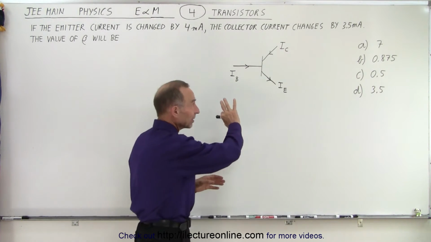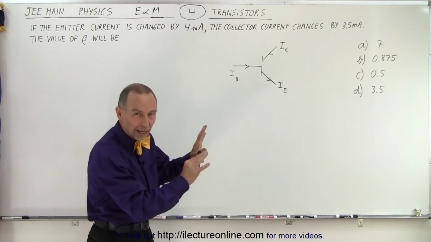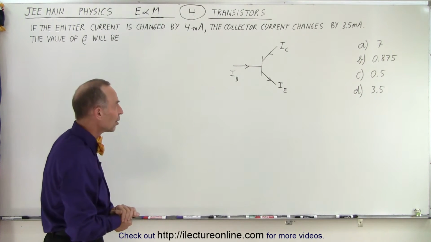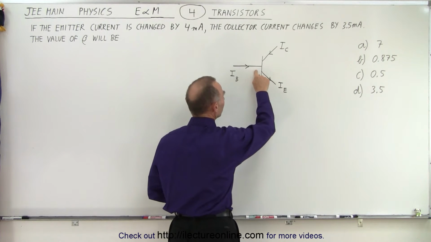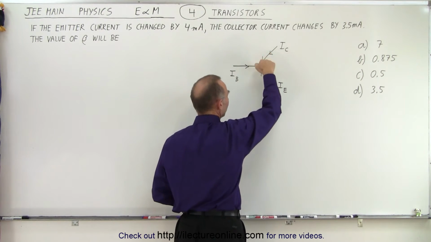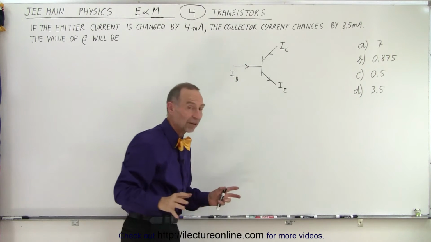Now, the diagram did not come with the question, but I quickly drew it on there so it saves us some time here in the video. But you have to realize that with a transistor, you have base current going into the transistor, we have the collector current going into the transistor, and the emitter current leaving the transistor.